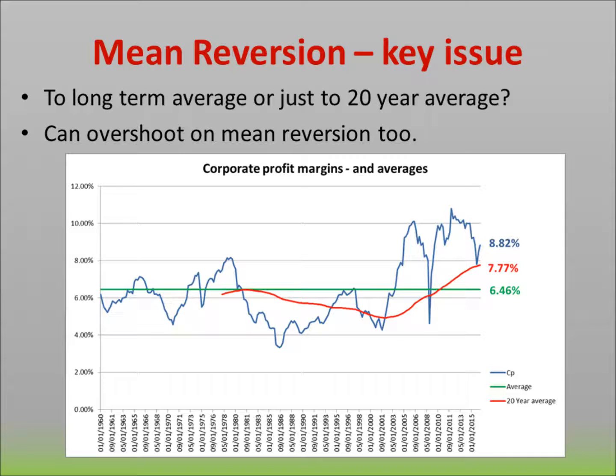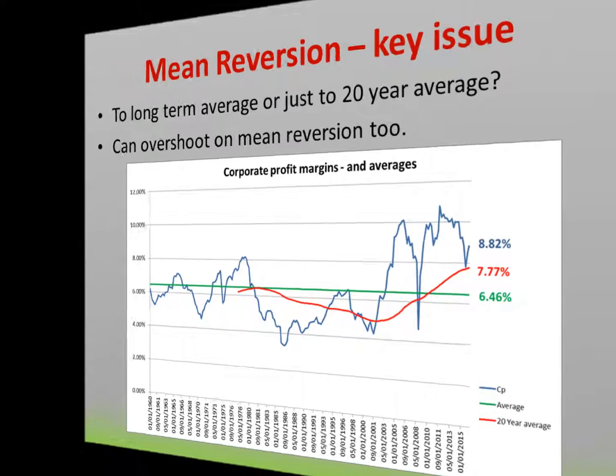Now we know that profit margins will generally mean revert over time. The question is, what will they revert to? In other words, what is a normal profit margin number? Will it revert to its long-term historical average of 6.46%, or do profit margins go through secular phases where it may not be realistic to expect it to revert to its long-term average? The other issue is that when profit margins revert, they can tend to overshoot the mean and then come back to it. So these are all issues to think about to get comfortable with your valuation.